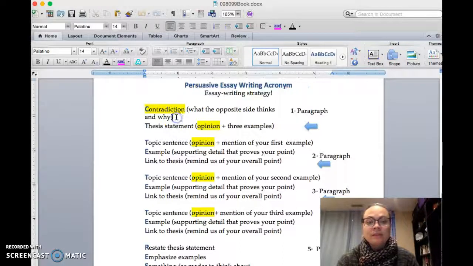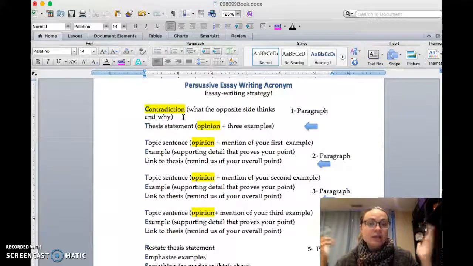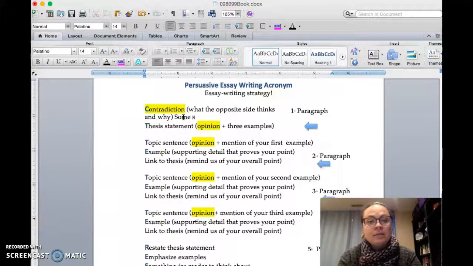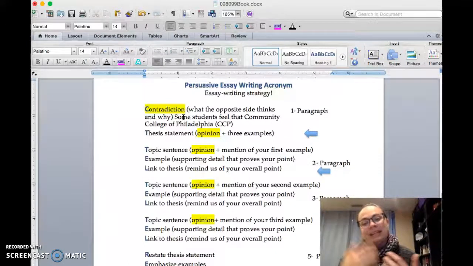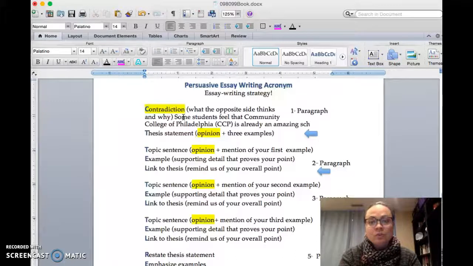So you might start with something like, if you're writing an essay about the CCP educational system and you want to talk about elements that can be improved, you can either talk about things that are great already or elements that you'd like to see improved. So you could start like this. Some students feel that Community College of Philadelphia, you can put CCP in parentheses if you're going to then refer to it as CCP throughout the essay, or you can always write it out. Some students feel that Community College of Philadelphia is already an amazing school.